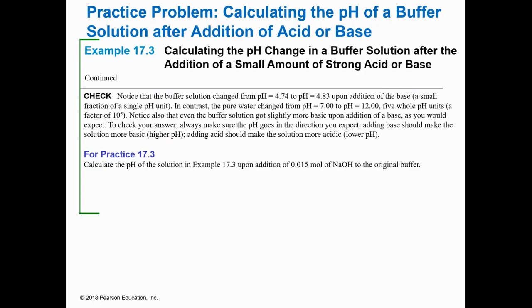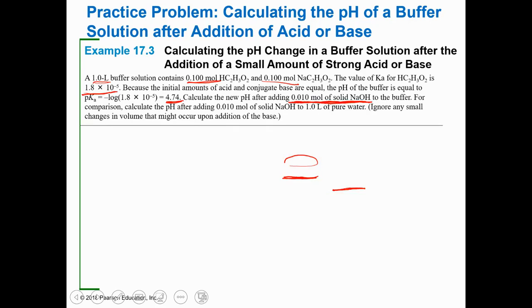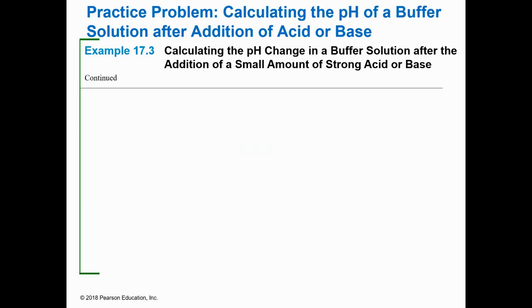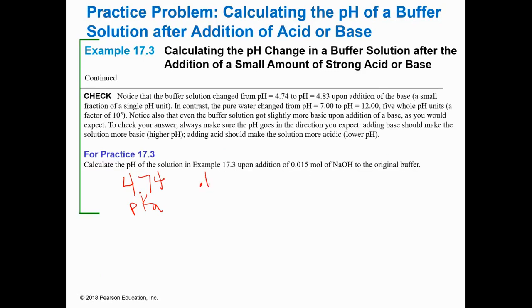Okay, so now it wants us to calculate it for the same solution, but now we're going to add 0.015 molar. So it told us 4.74 was the pKa. Let's just double check. Sorry, it's a lot. Yes, 4.74. I've got 0.1 molar of my initial pieces. Okay, so 0.1 molar C2H3O2H and C2H3O2 minus. Okay, so we're still adding our base in.